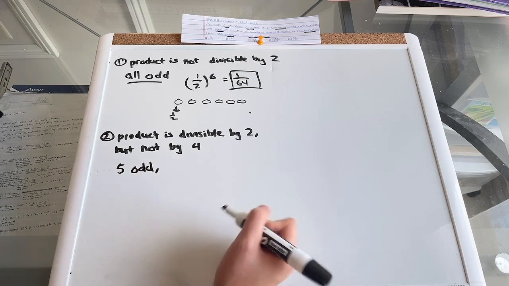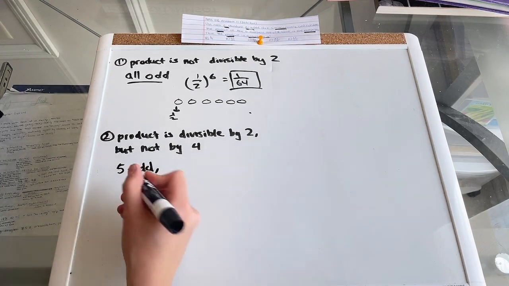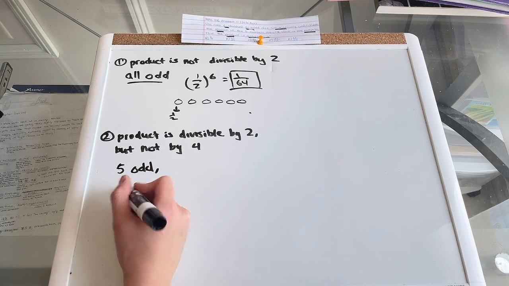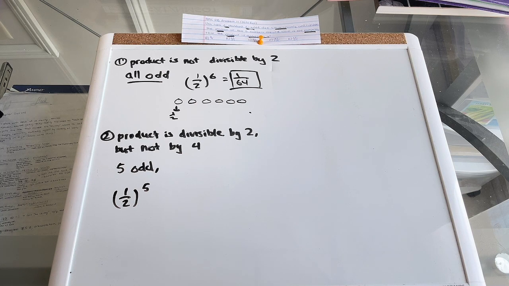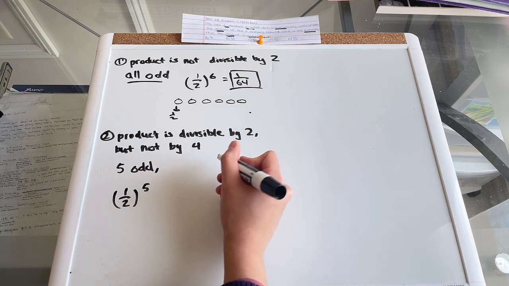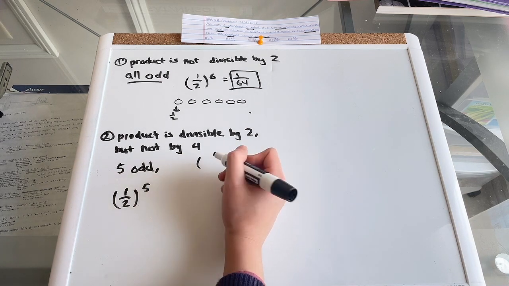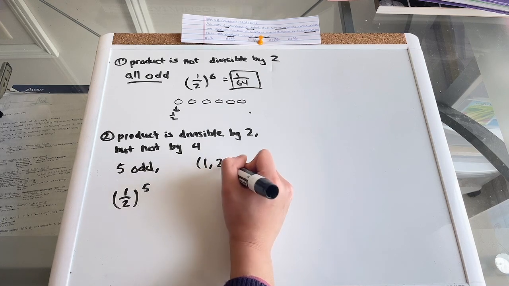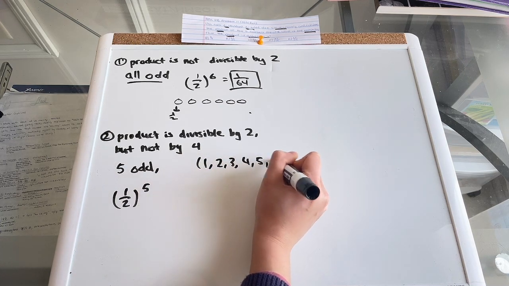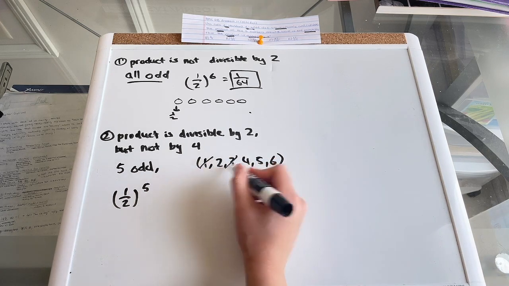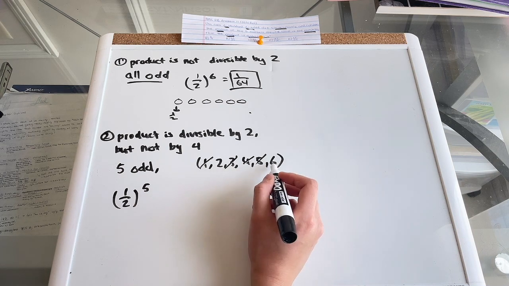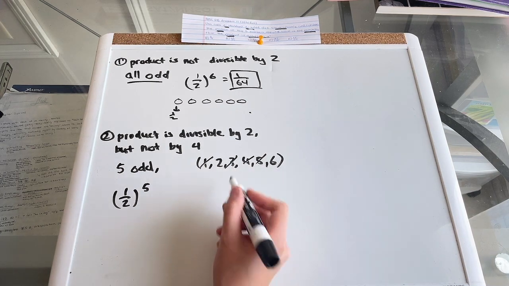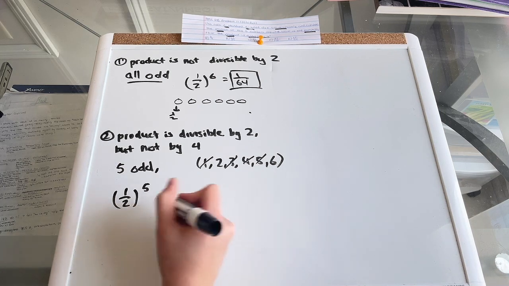And then the last number has to be divisible by 2 but not by 4. So the probability that there are 5 numbers that are odd is going to be 1/2 to the 5th power. And then the probability that you will get a number that is divisible by 2 but not by 4 out of the numbers on a standard 6-sided die, which are 1, 2, 3, 4, 5, and 6. The even numbers are 2, 4, and 6. 4 is divisible by 4, so that doesn't count. And 2 and 6 are not. So the probability that you will get 2 or 6 will be 2 out of 6, or 1/3.